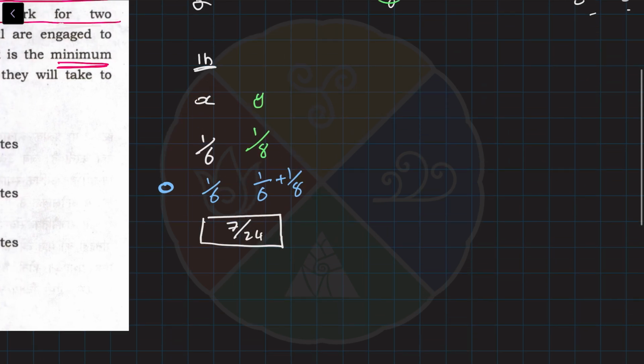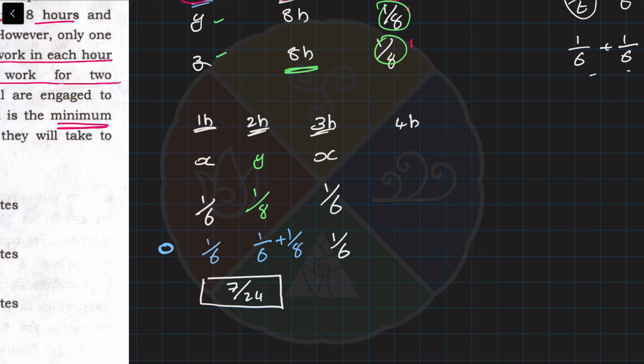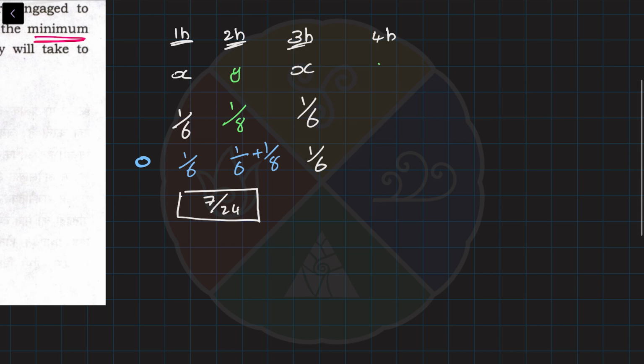Now again, the work has 2 days, 2 hours, and the work has to be completed very fast. So in the third hour, X has taken enough rest, I'll even hire X back. So X will again do 1 by 6 of the work. Then the fourth hour, I'll take Y or Z. You can take anyone because both of them have the same efficiency. 1 by 8, he will do another 1 by 8 work.